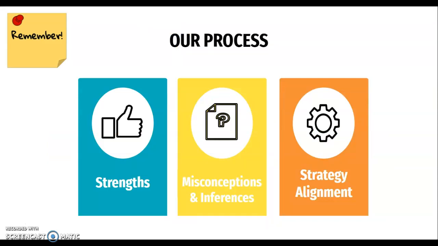Our process for PLCs is that we first and foremost start with the overall strengths that we see in our classrooms and as a whole grade level. We are then going to be looking at misconceptions and inferences, and then of course we want to spend the bulk of our time really talking about strategy alignment. What are we going to do with the misconceptions and the inferences that we have outlined together in order for our students to reach mastery?